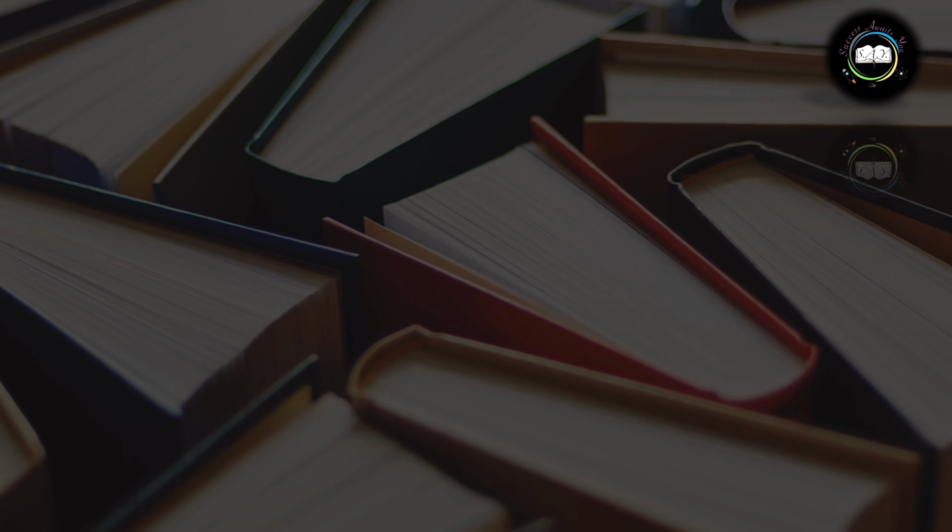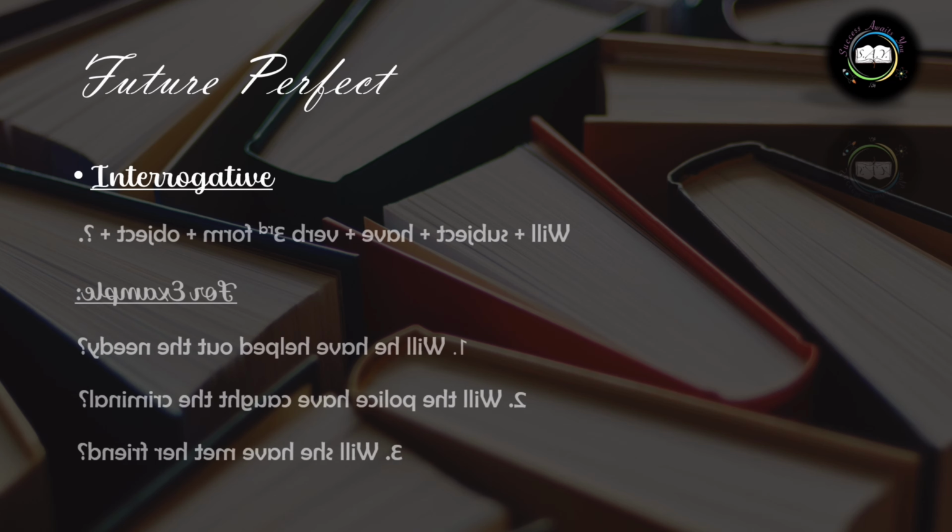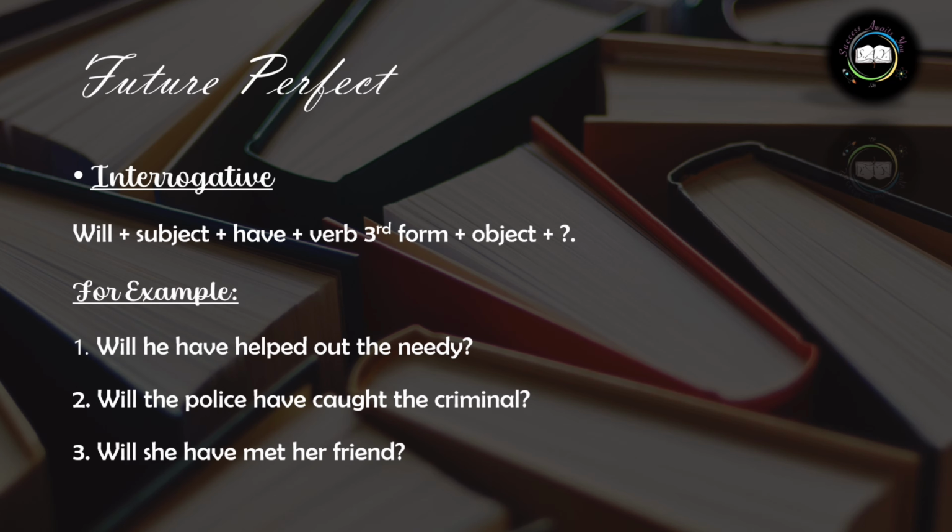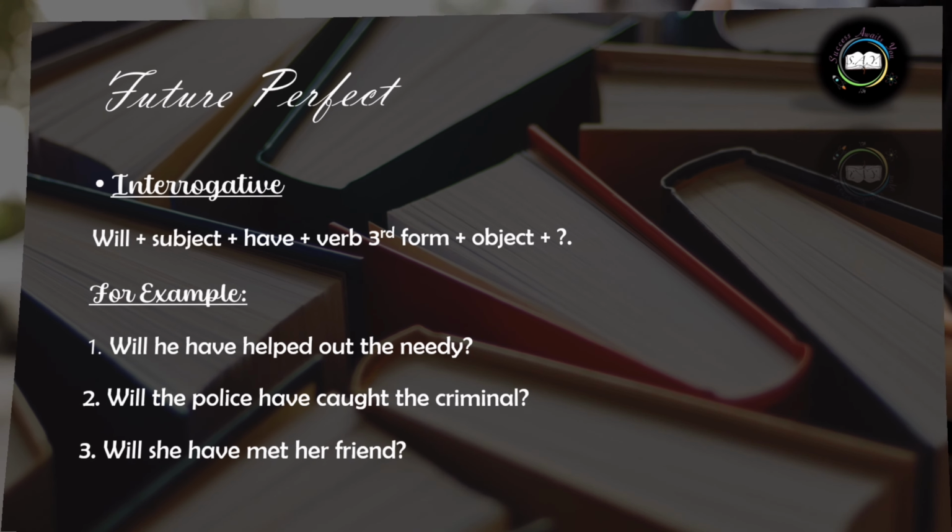The last tense we will be covering is future perfect interrogative. That is, the structure for it is will plus subject plus have plus verb third form plus object plus question mark. Since it is an interrogative sentence, the use of question mark is a must. The examples are, will he have helped out the needy? Will the police have caught the criminals? Will she have met her friend, etc.?